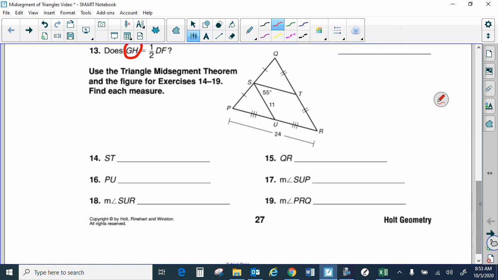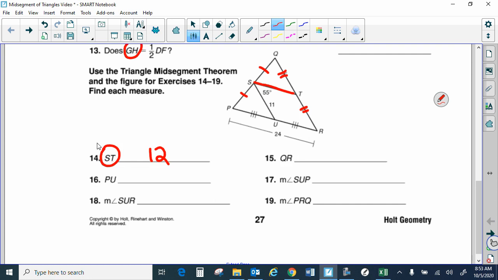Use the triangle midsegment theorem and the figure to answer exercises 14 through 19. Remember, ST means the distance from S to T. Well, we know that S and T are the midpoints of those sides. So ST is a midsegment, so we know it's half the base. Since the base is 24, ST is 12, half of it.